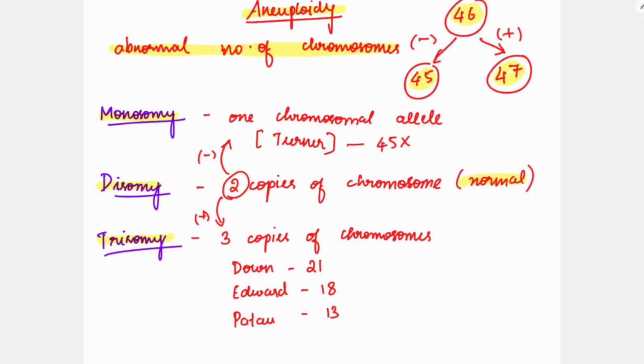Disomy is normal, where there are two copies of a chromosome. Whereas, when one gets reduced, there will be one chromosomal allele as in Turner syndrome, and if one gets added, there will be three copies of the chromosome as in Down syndrome, Edwards syndrome, and Patau syndrome.